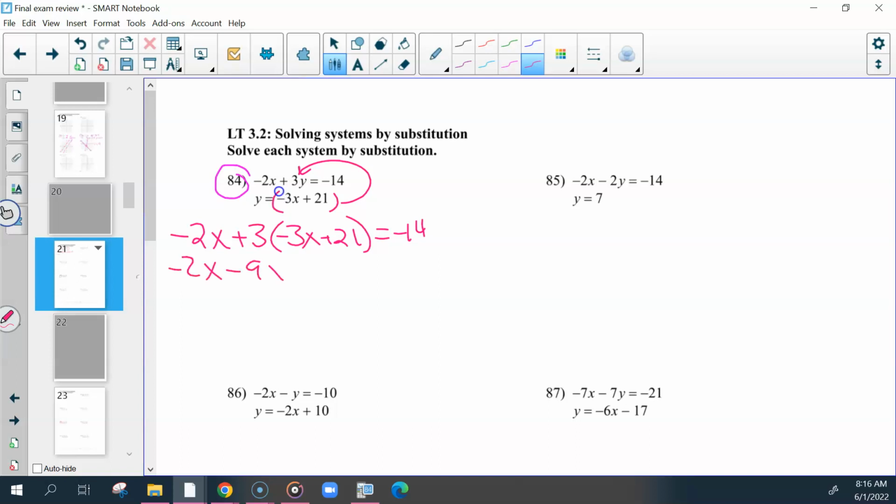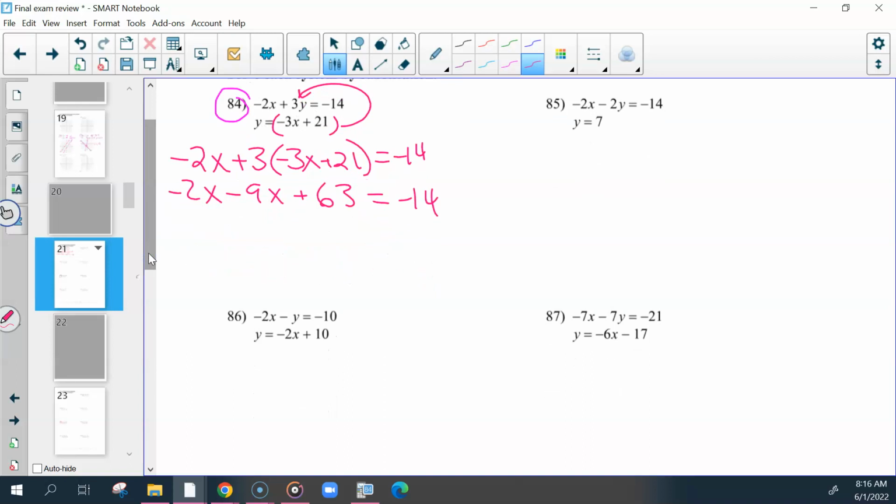-2x minus 9x plus 63? That was too much. Then solve for x, so combine your like terms, and you can move things at the same time. 77. And divide.